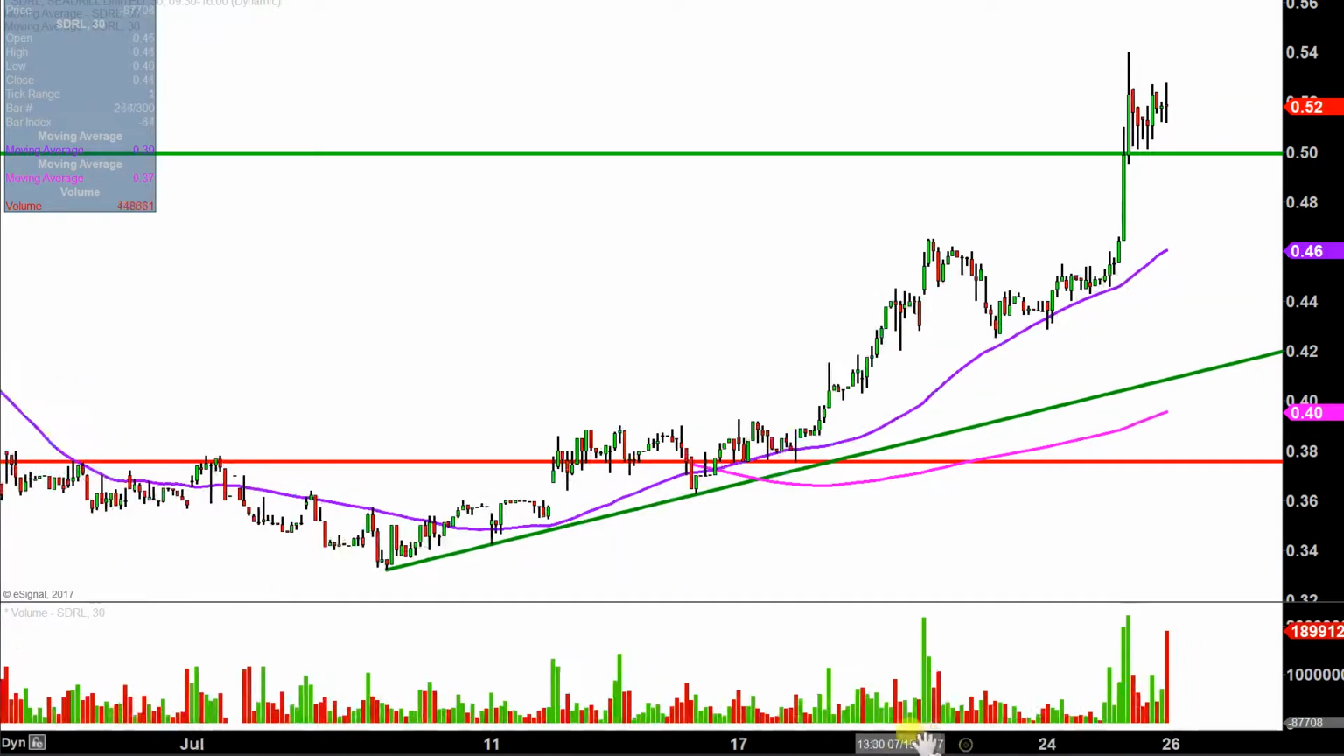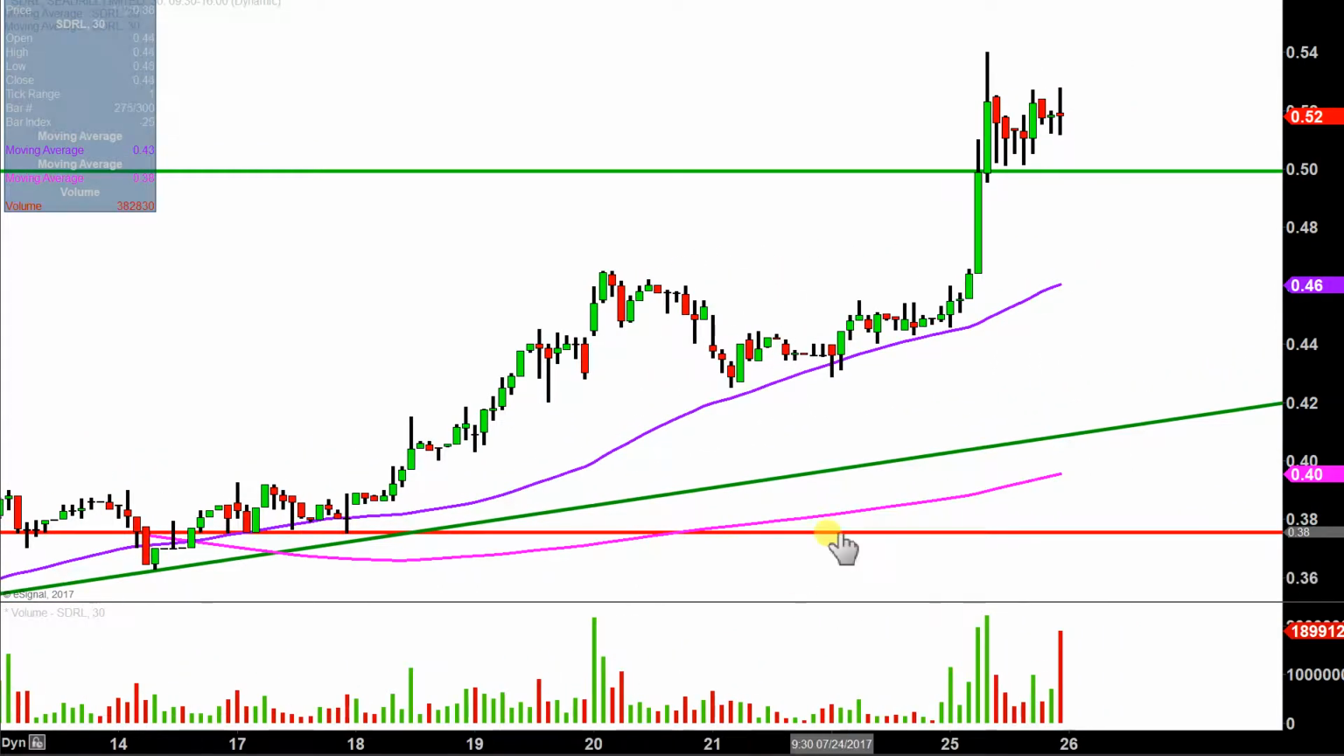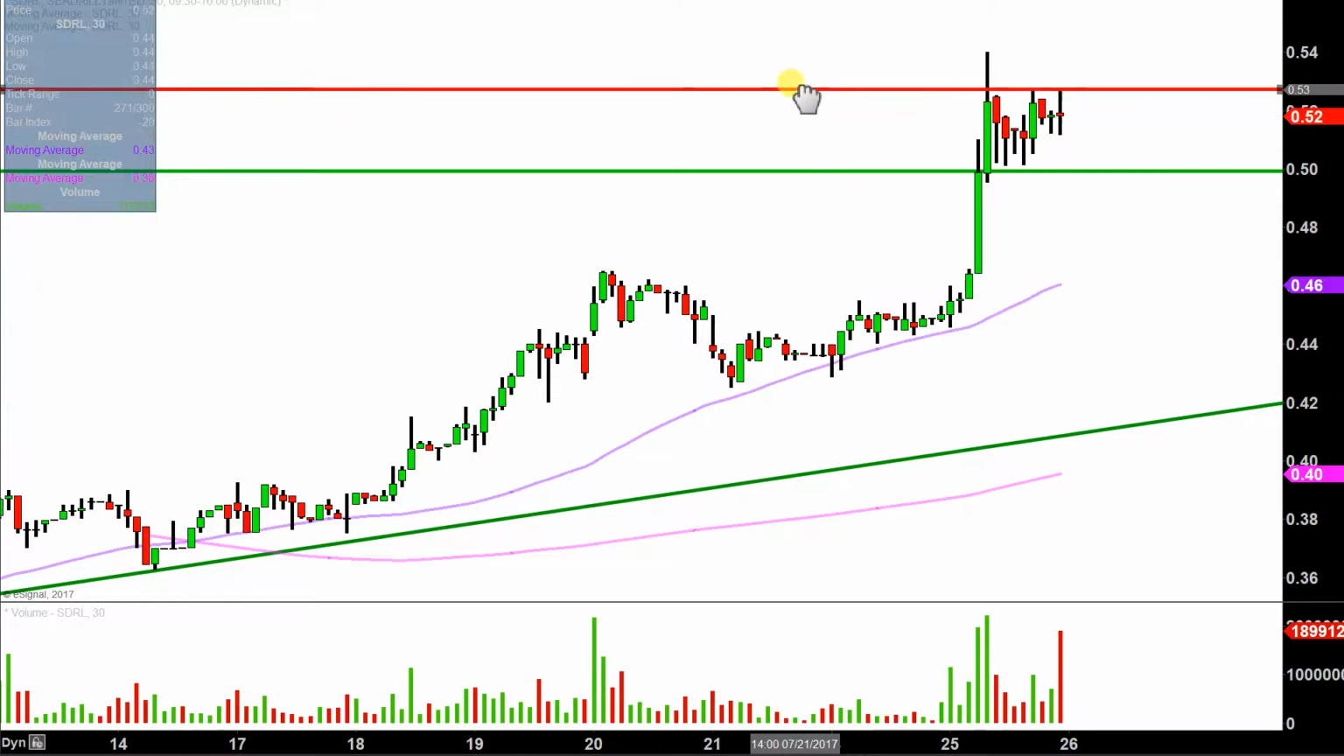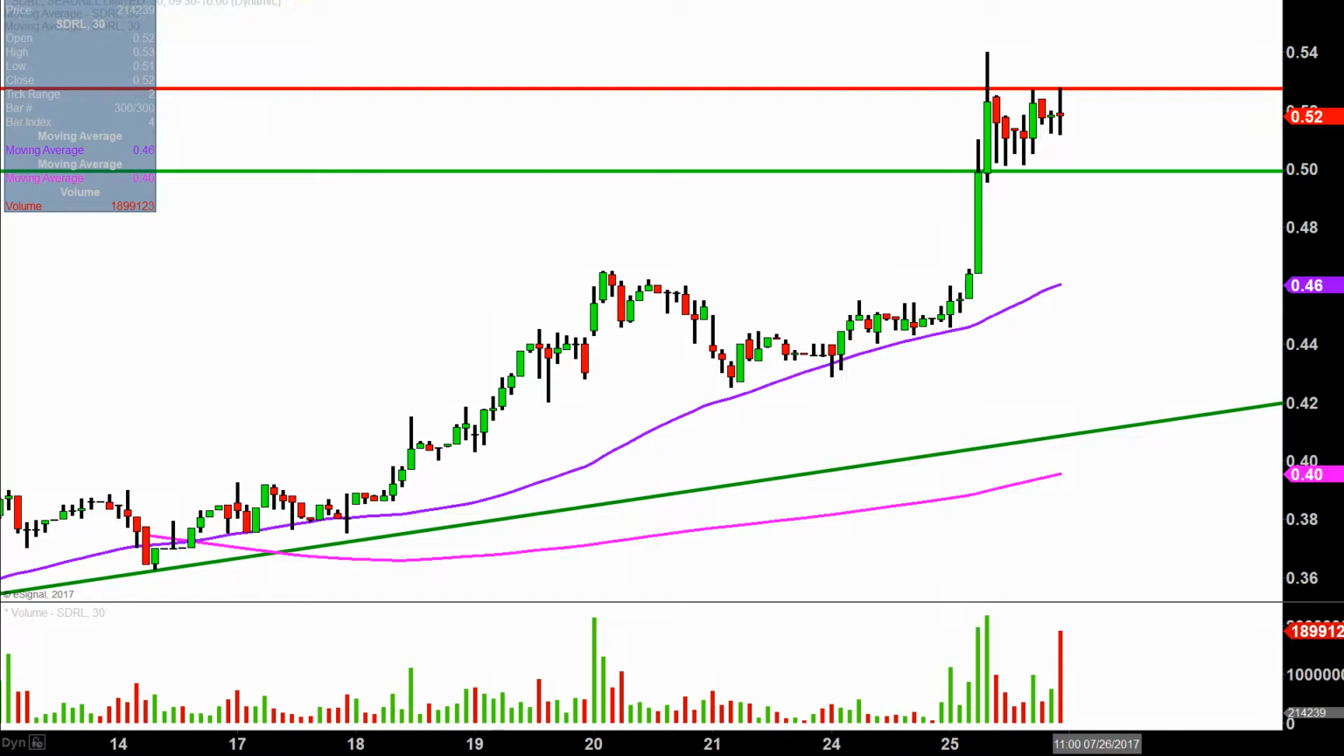As far as levels of resistance are concerned, pretty straightforward at this point in time. In the short term, the sellers have revealed themselves to be right here around the 53-cent mark. You can see on several different occasions the bulls try to push up through that area, but just weren't able to quite do it. So 53 cents is that current level of resistance.